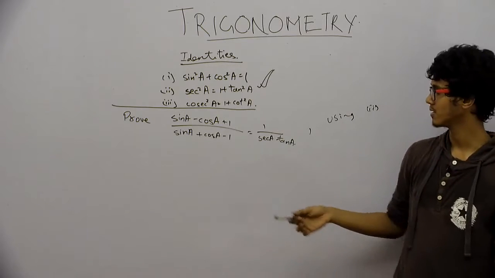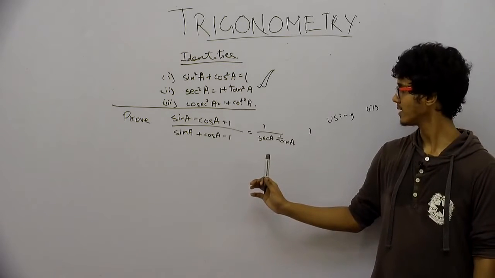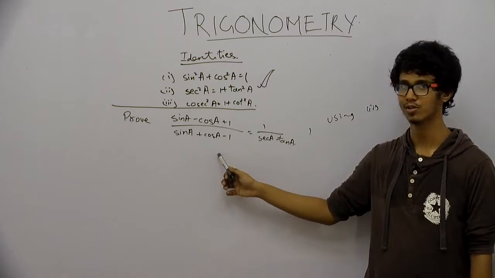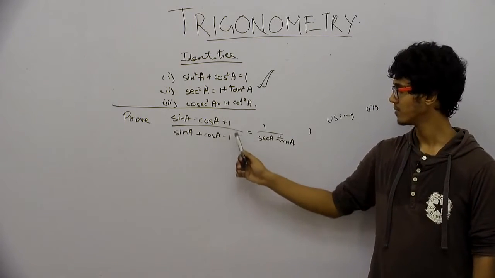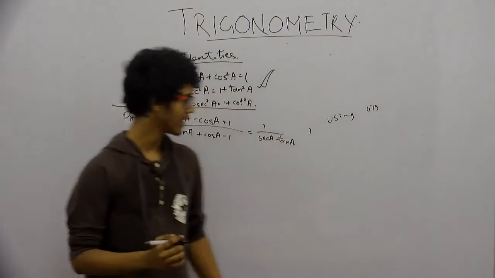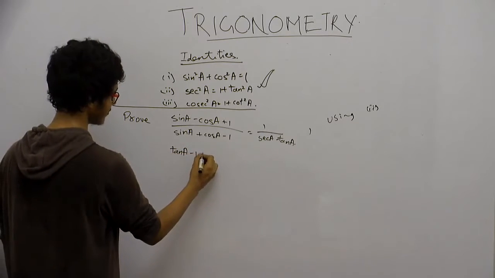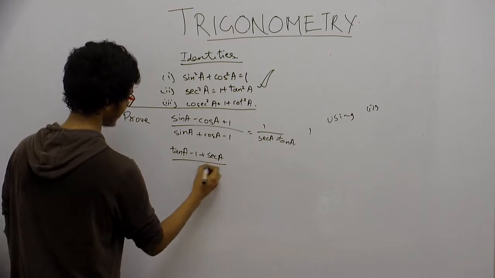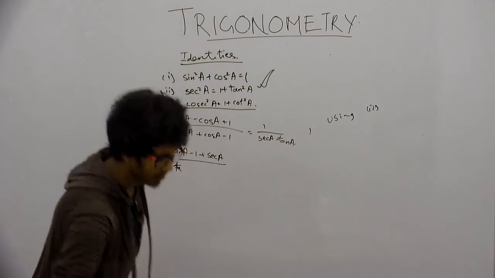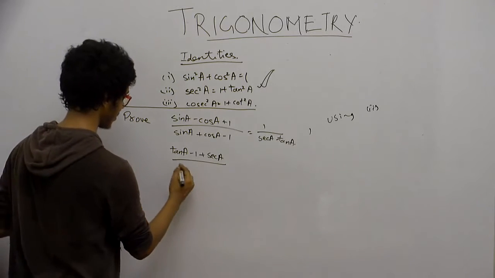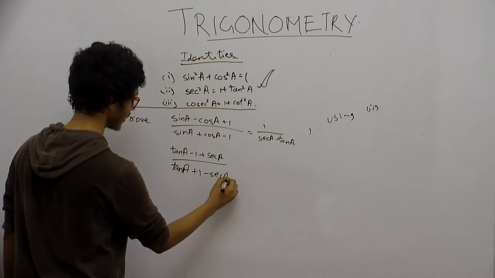Now we see that in the LHS we do not have a sec or a tan term. How do we bring it? We divide both numerator and denominator by cos A. Then sin A by cos A becomes tan A, cos A by cos A becomes 1, and 1 by cos A becomes sec A. So we start with this. The LHS becomes (tan A minus 1 plus sec A) divided by (tan A plus 1 minus sec A).